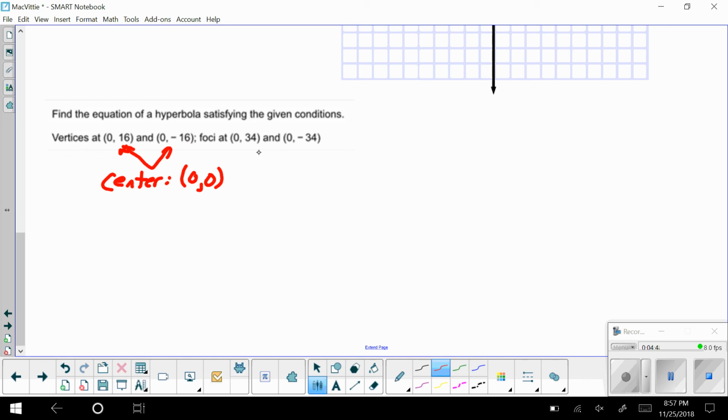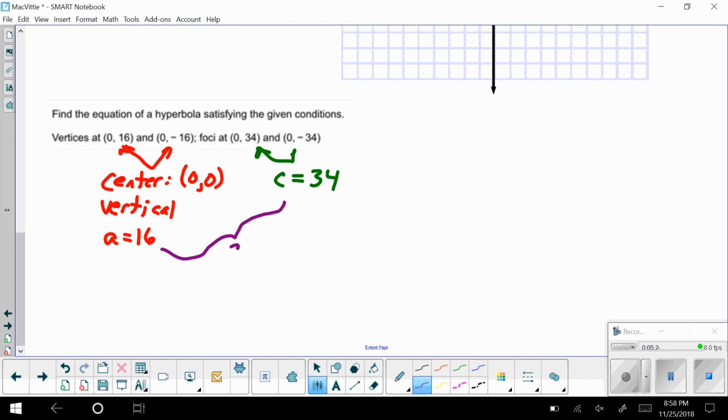And the foci actually tell me the same thing. I can also see that this is going to be vertical, because I'm moving up and down to get to the vertices, and I'm moving up and down for the foci. From the vertices, I can see that a, the distance from the center to one vertex, is 16. And from my foci, I can see that c is going to be 34, because that's the distance from the center to each focus. Well then, using both of these, a squared plus b squared has to be c squared.